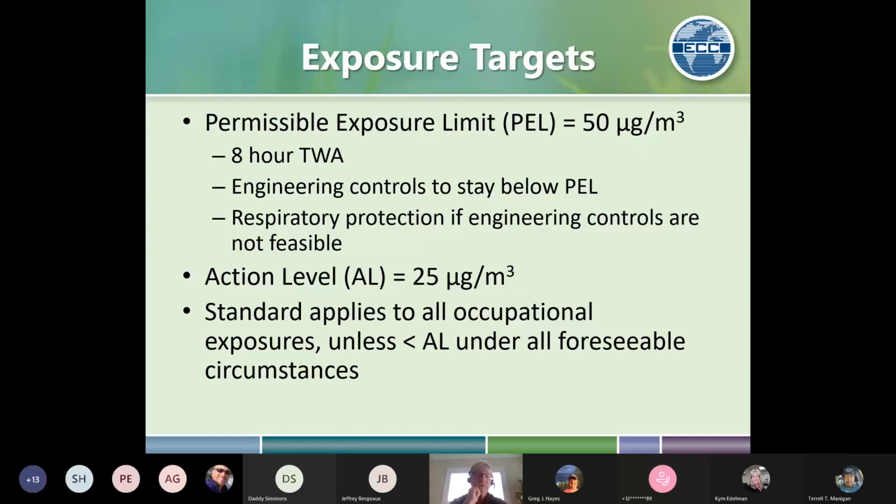And like all OSHA health standards, it requires engineering controls to stay below the PEL, and respiratory protection only if those engineering controls are not feasible or during emergencies. The standard also has an action level of 25 micrograms. It's half the PEL, at which time other portions of the standard might go into effect, like training and communication, things like that. And it applies to all occupational exposures to silica, unless you can be sure that the action level will not be exceeded under all foreseeable circumstances.